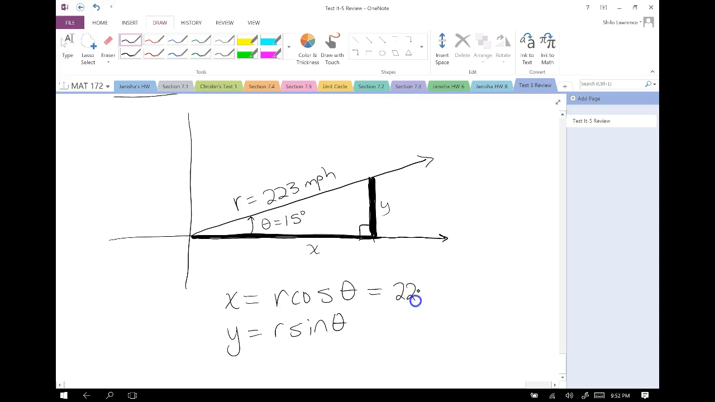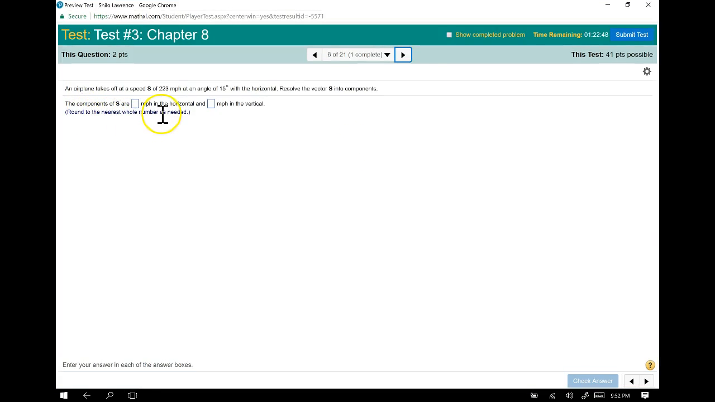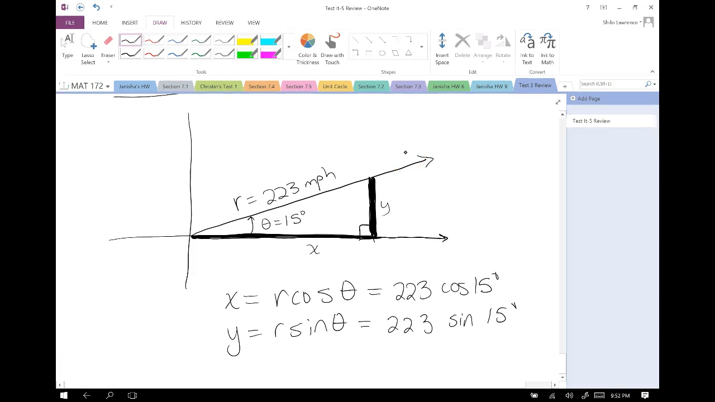So this is going to be 223 cosine of 15. This is going to be 223 sine of 15. And that's all this problem is asking us to do. I think we do need to type it in the calculator. It says round to the nearest whole number. So it does want us to type it into the calculator and round it to the nearest whole number. But that's all it's asking us to do. They gave us a value that's on an angle, which technically is the hypotenuse of a right triangle, and they're asking us to find the legs.